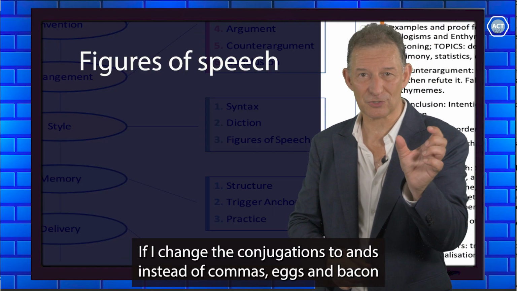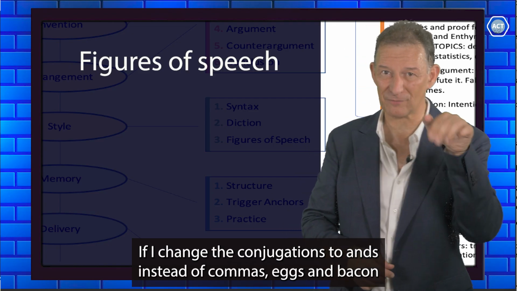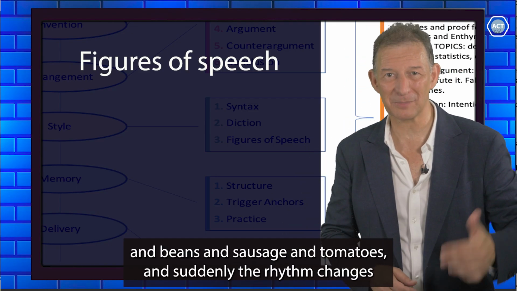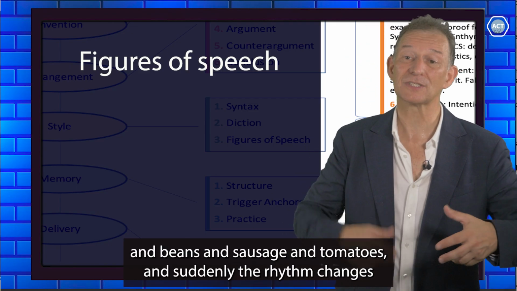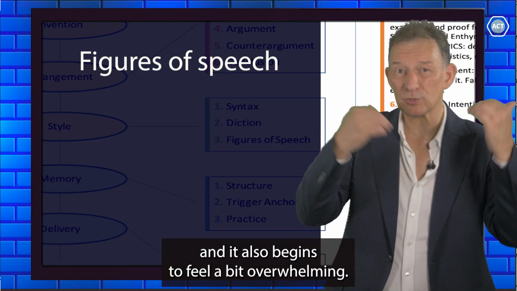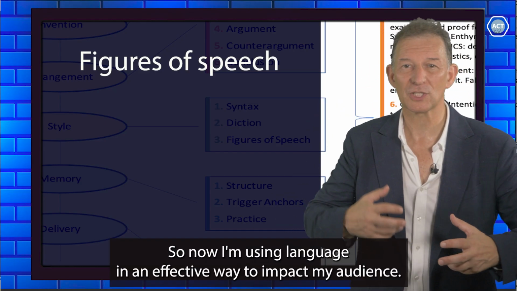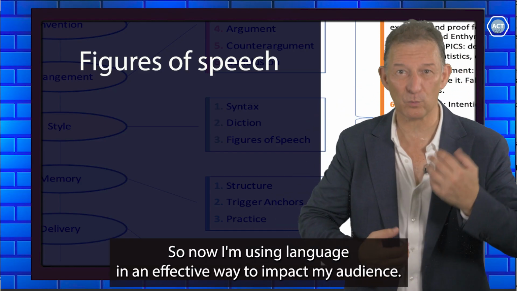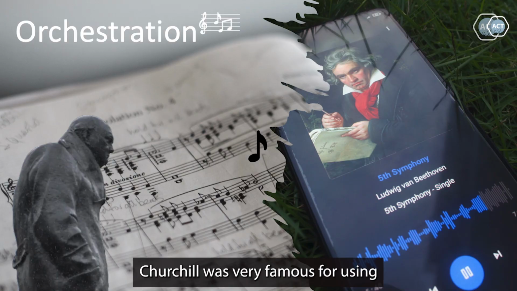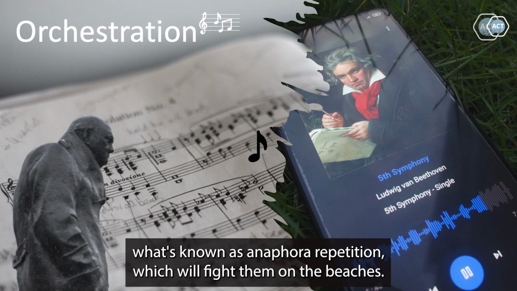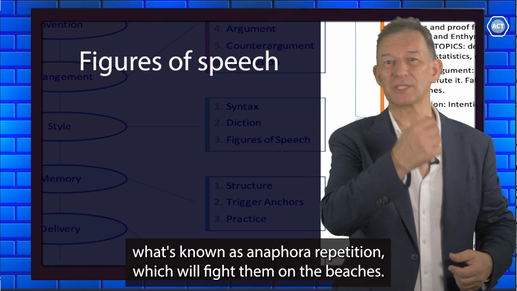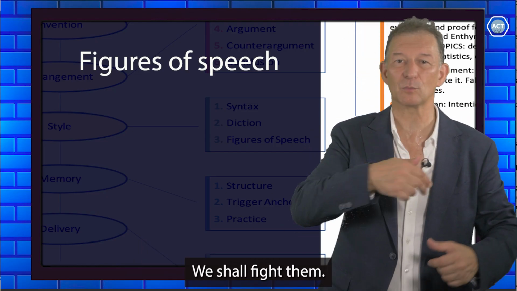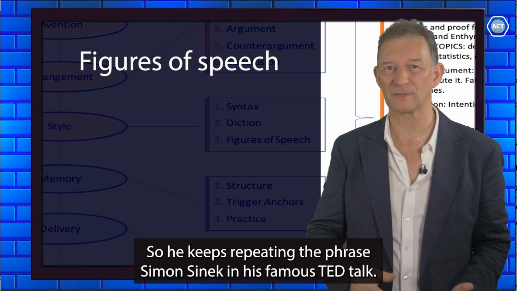If I change the conjugations to ands instead of commas, eggs and bacon and beans and sausage and tomatoes, suddenly the rhythm changes and it also begins to feel a bit overwhelming. So now I'm using language in an effective way to impact my audience. Churchill was very famous for using what's known as anaphora, repetition. We shall fight them on the beaches, we shall fight them in the houses, we shall fight them, we shall fight them. So he keeps repeating the phrase.